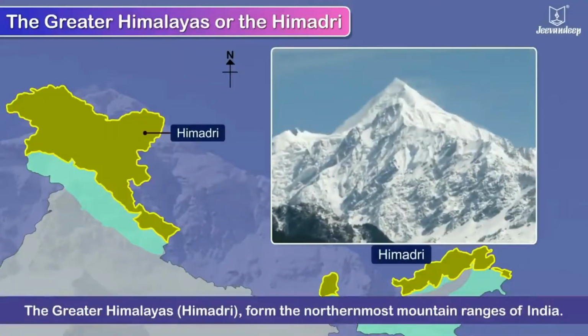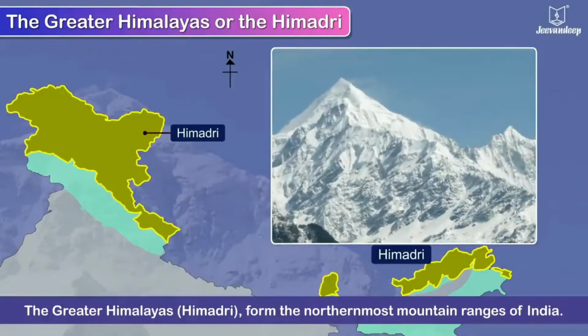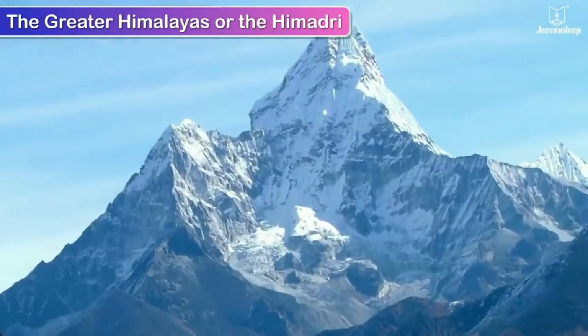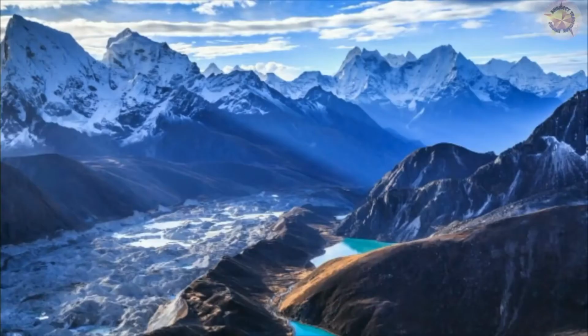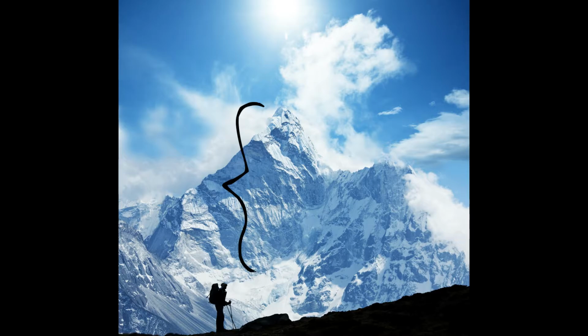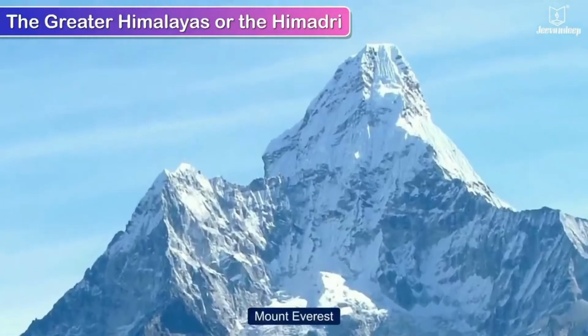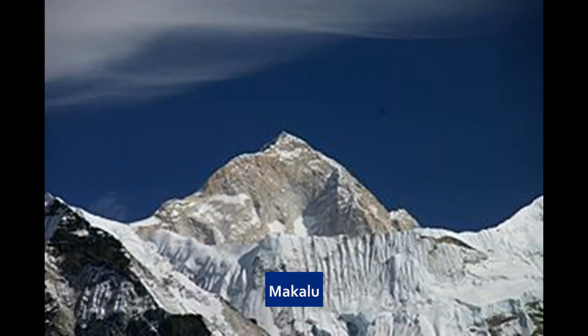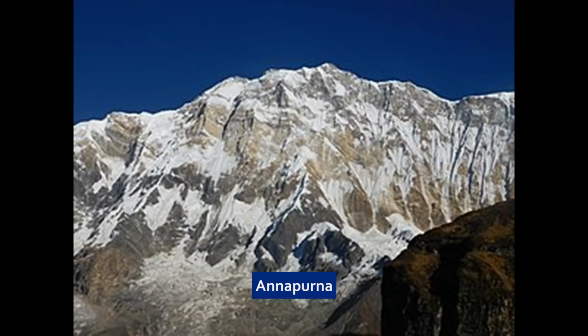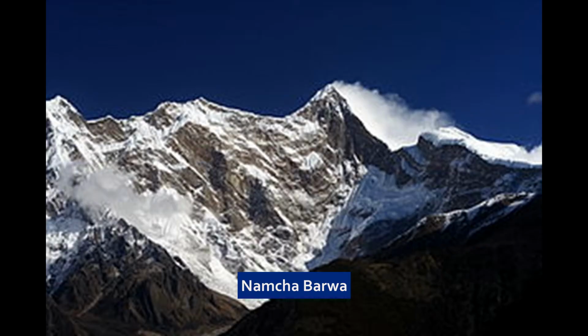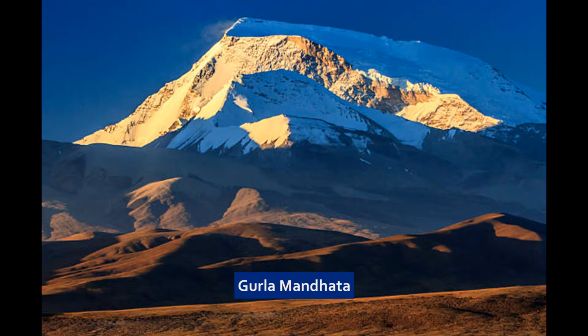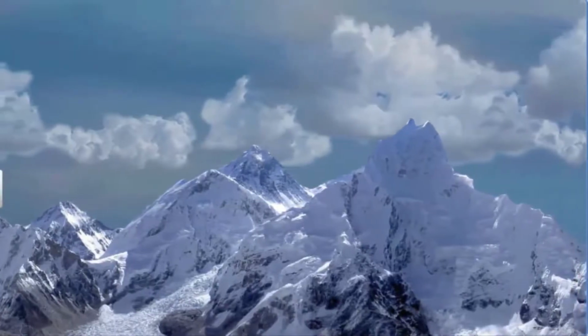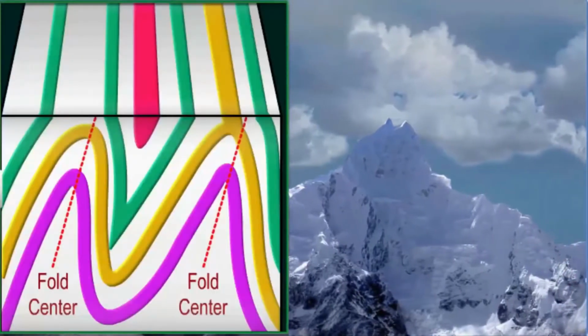The Great Himalaya or the Himadri. This range, lying to the south of the Trans-Himalayas, is the northernmost part of all the Himalayan ranges and is the loftiest and most continuous range of the world, with an average height of 6,000 meters. It contains all the important peaks like Mount Everest, Kanchenjunga, Makalu, Dhauladhar, Annapurna, Nanda Devi, Kamet, Namcha Barwa and Gurla Mandhata.